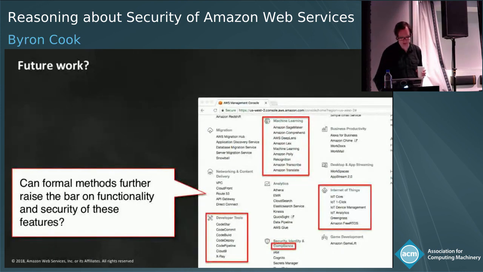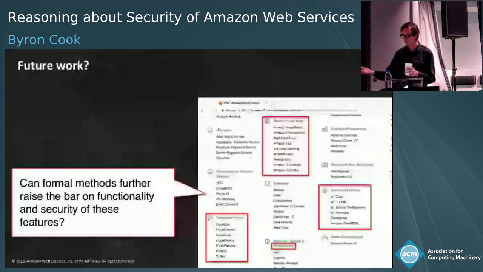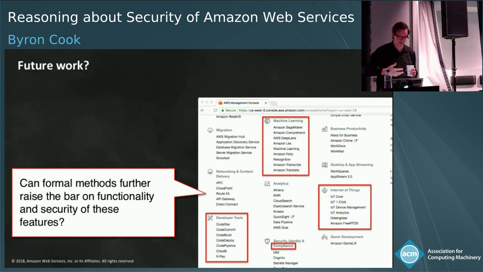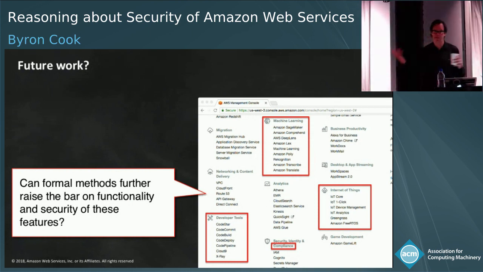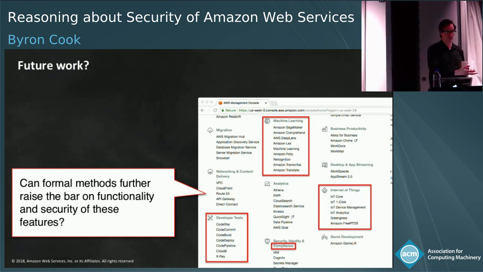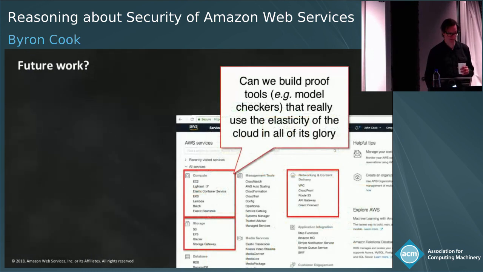So first of all, kind of obvious, but there's lots of APIs for machine learning. There's lots of developer tools. There's lots of Internet of Things APIs. Can we do proofs about the correctness of machine learning implementations or usage of machine learning? Privacy, for example. Can we show security and privacy invariance of solutions built on top of IoT infrastructure, et cetera? That's something that would be great to work on.